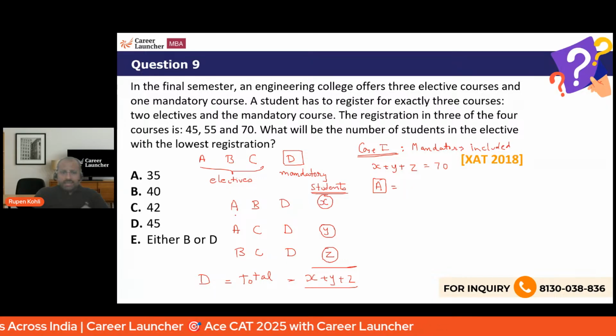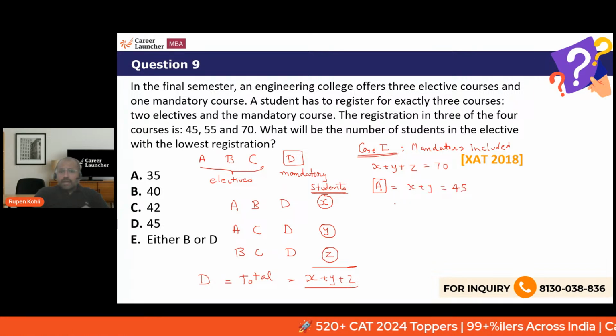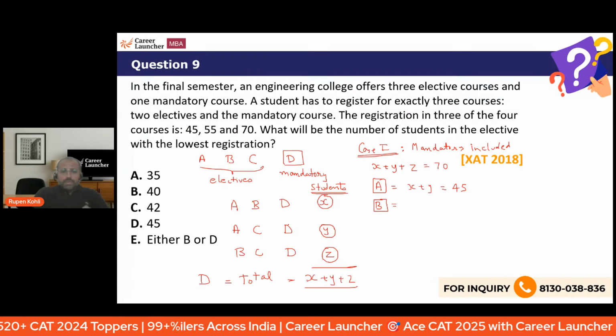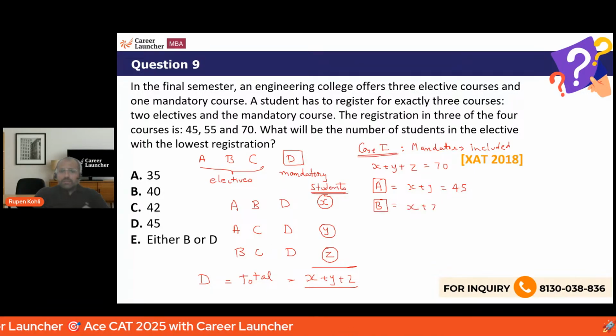And can I say A is represented by the students X and Y, right? So X plus Y should equal 45. And likewise, let us assume that course B has 55 students. So B is represented by students X and Z. So X plus Z equals 55.